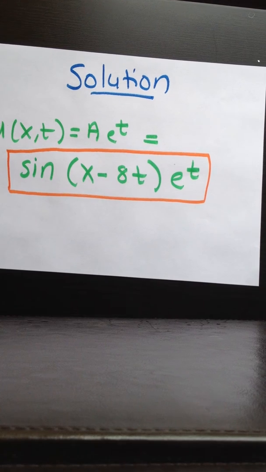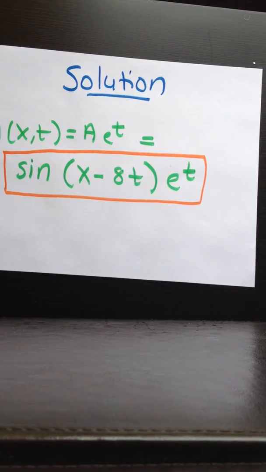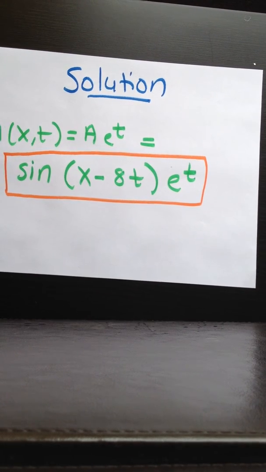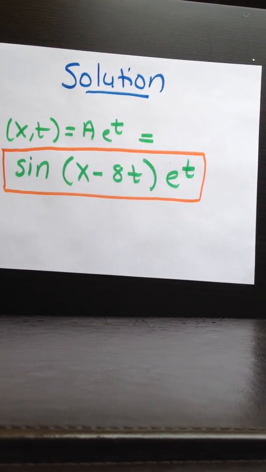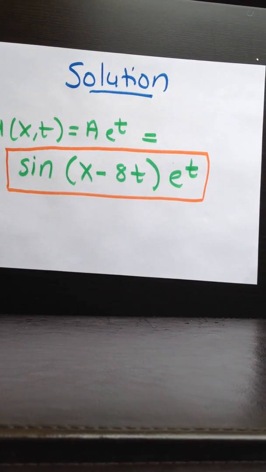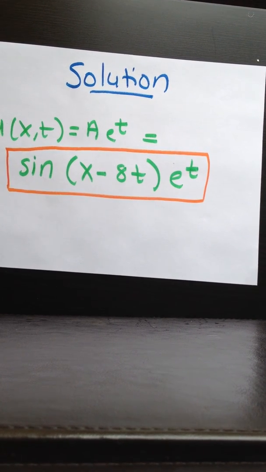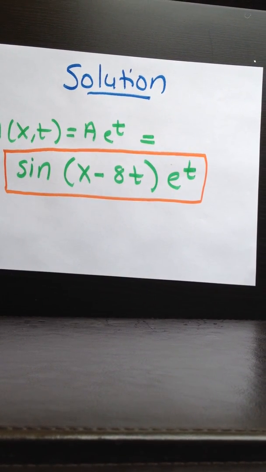And then finally we get to our solution, which is u of x comma t is equal to A times e to the power t. A is a constant of integration, so we can write it as sine of x minus 8t times e to the power t. So intuitively, we can say that the information about the initial conditions is propagated along the characteristics, but u grows exponentially along the characteristics.